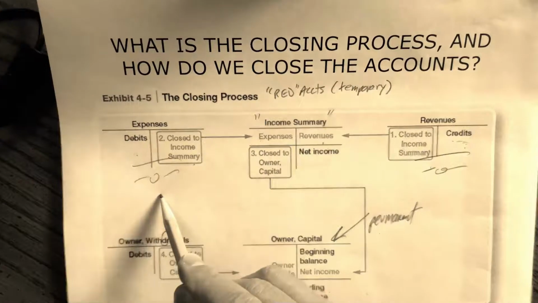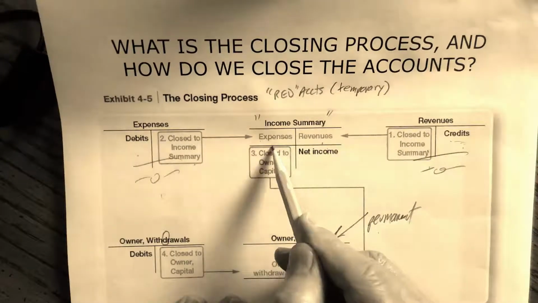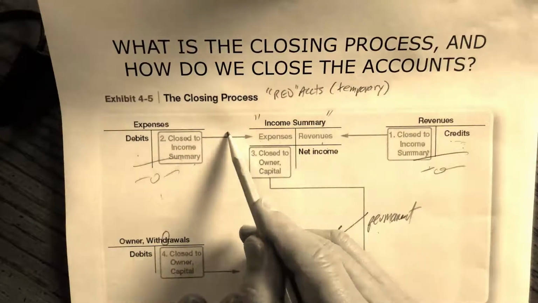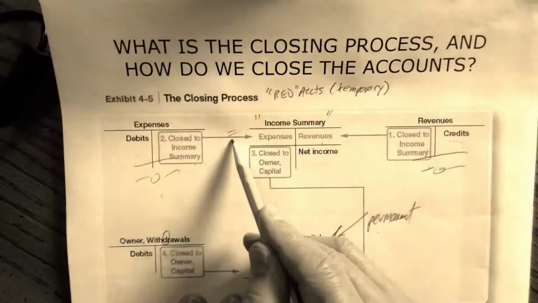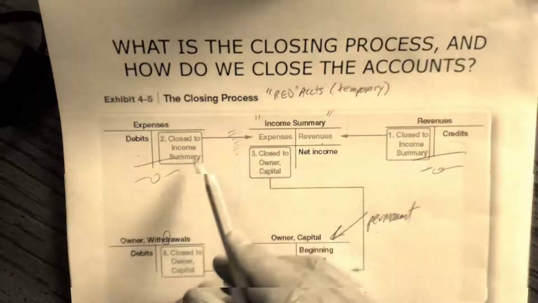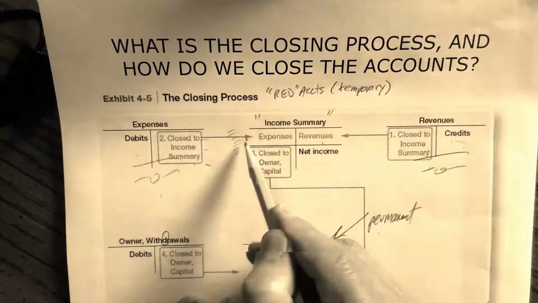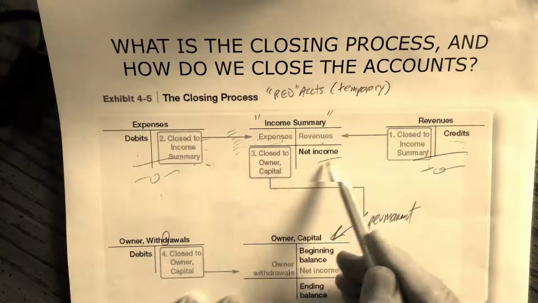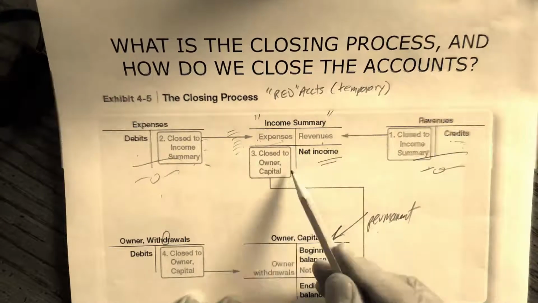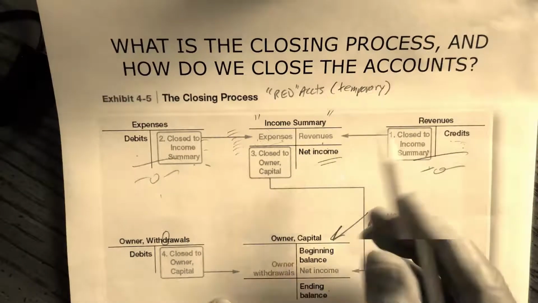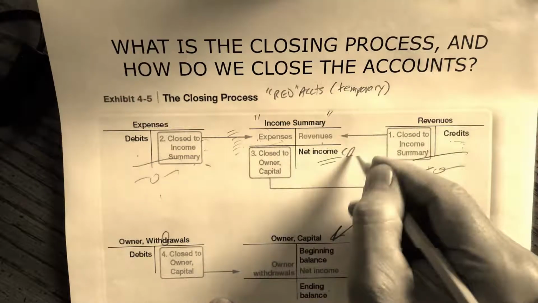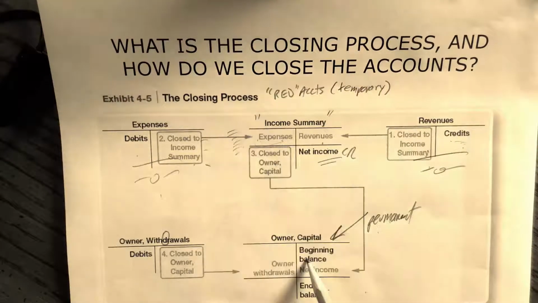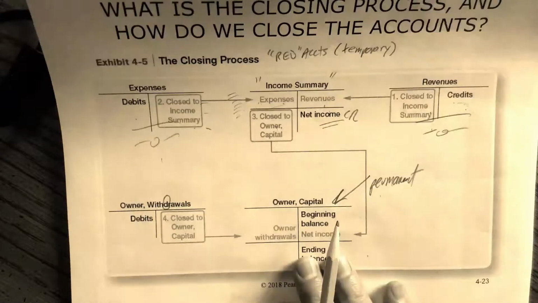This is zeroed out. Debits are moved into here. Individually, if there's 15 expense accounts, there's 15 entries here, only one entry into income summary. That difference gives you the net income for the year. That then is closed out. If it's net income, it's a credit balance. It's closed out with a debit, pushed into owner capital at year end.